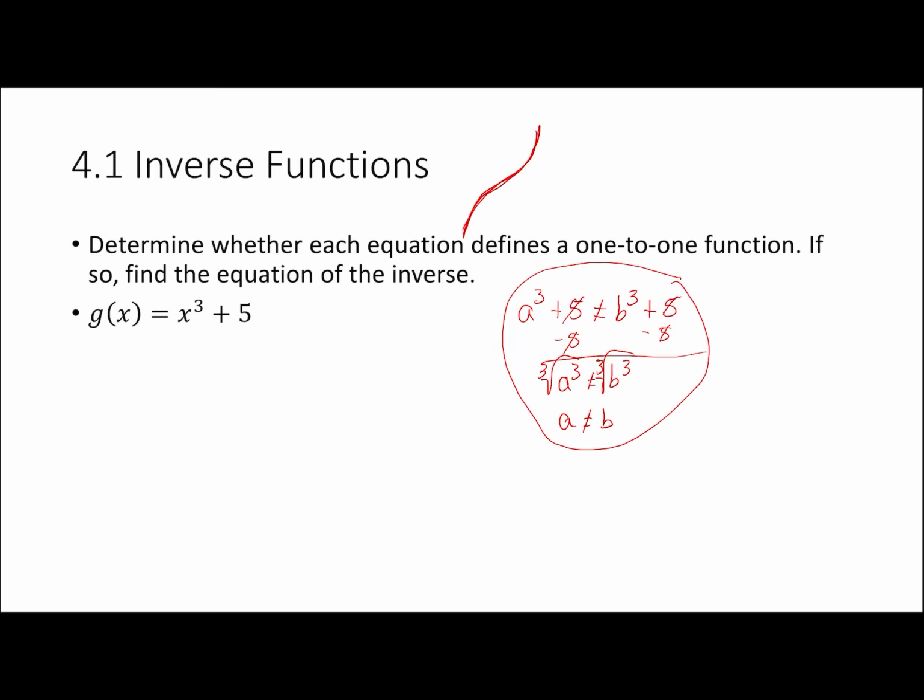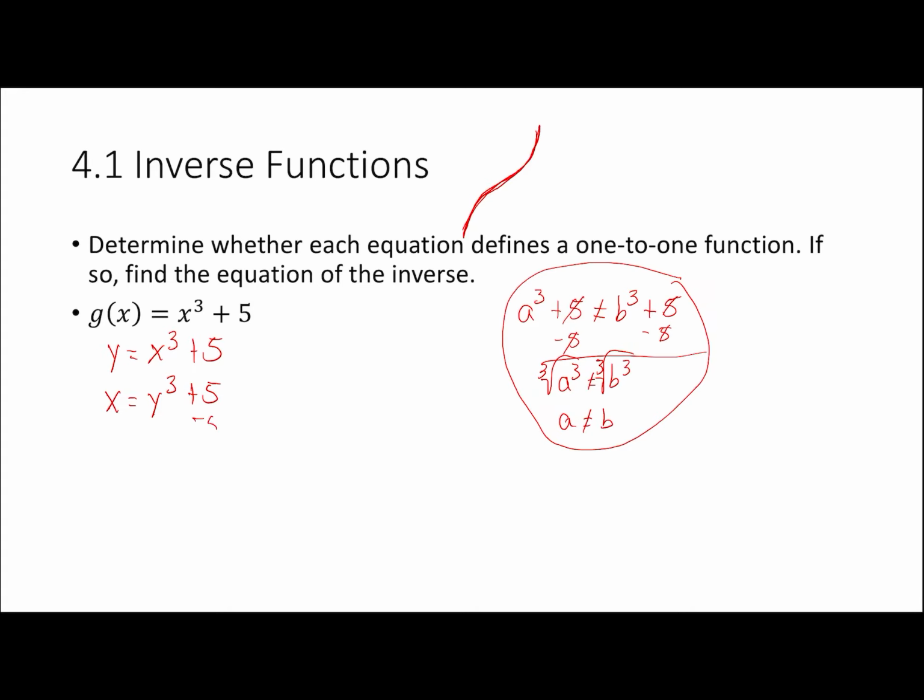Now, once we know it's one-to-one, we can now go find the inverse. And so again, g of x is the same thing as y. And so we're just going to replace that x with y to find the inverse. So we're going to put x there, y there. And then we're going to just solve for y.